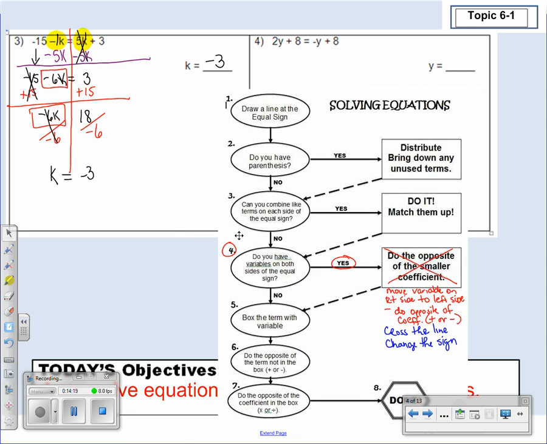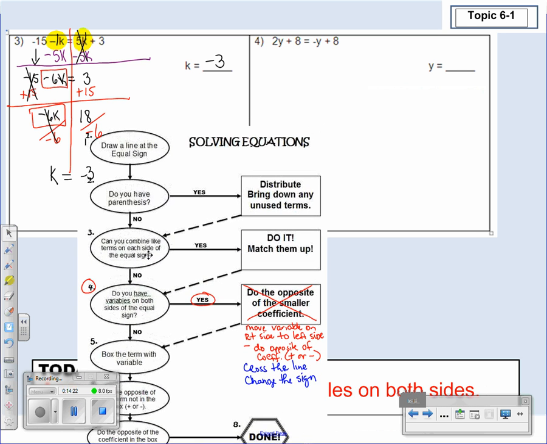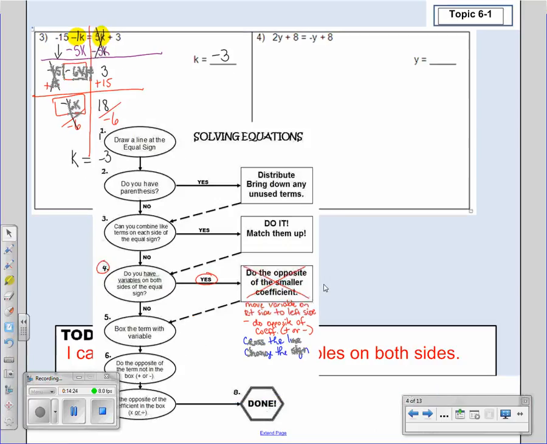Number 4. Following our same steps, we draw a line down the equal sign. No parentheses. Step 3, we cannot combine terms. We move to step 4. Do we have variables? Yes, we have a 2y and a negative y. Step 5, we're going to box our variable. Nope, I'm sorry. Step 4, yes, we have variables on both sides. So now we need to move the variable from the right to the left.